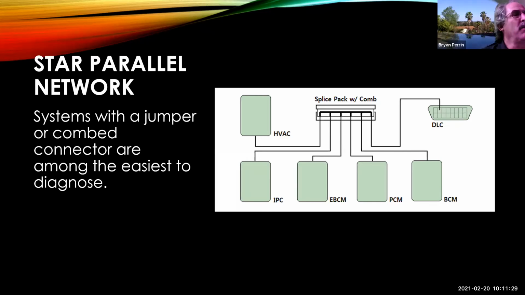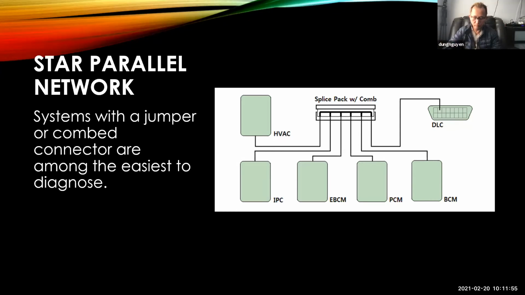Okay, so our star parallel network. This is GM's Class 2. BMW, Mercedes do this. Toyota does this. Quite a few manufacturers do. The splice pack here is GM. The picture you're looking at is a single-wire network, GM Class 2. We do the same type of construction with two-wire networks.